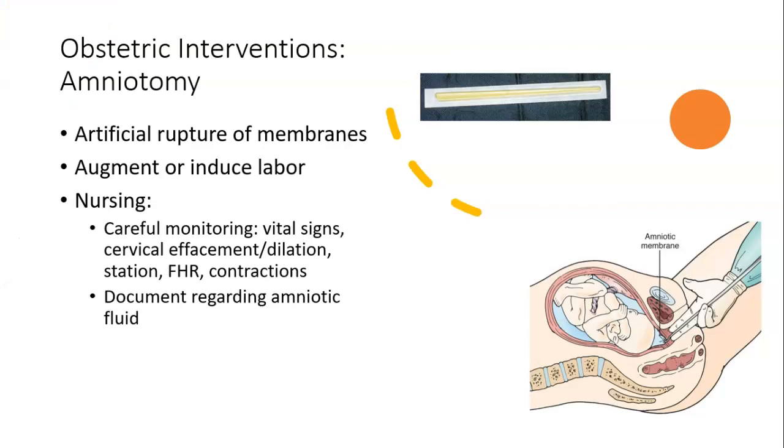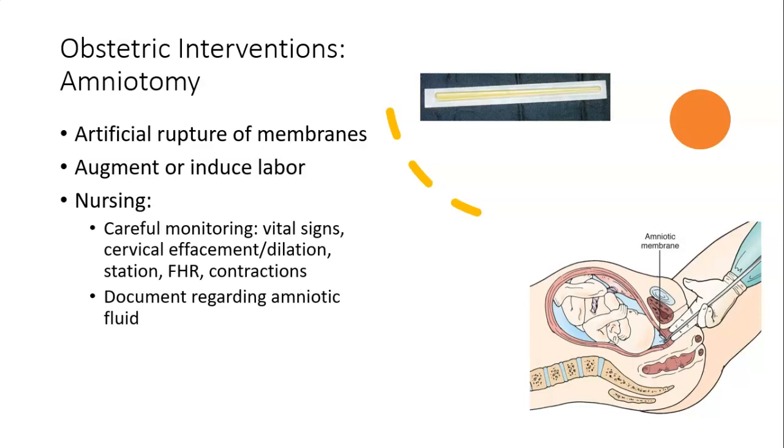Obstetric interventions, another one is amniotomy, so artificial rupture of membranes. We call this AROM, A-R-O-M. This is a non-pharmacological intervention that may be done to augment or induce labor or to facilitate the placement of the internal monitors, so the IUPC, during labor. AROM is a procedure that involves the insertion of an amni hook into the lower segment of the fetal membranes. Following rupture, the fluid is allowed to drain slowly. You will sometimes get a little bit of a gush, but then there is generally a lot of slow drain after that.